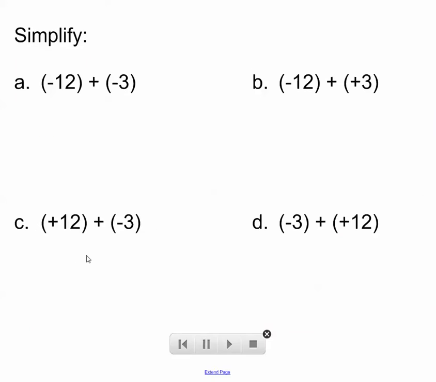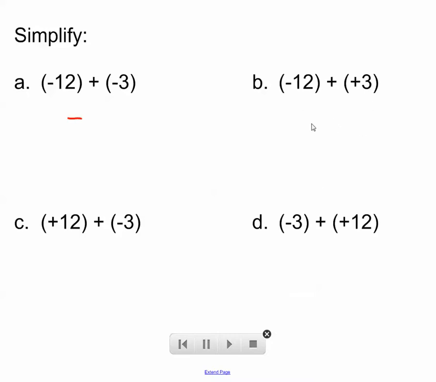All right, so let's start off. We're going to simplify these four expressions. We're going to add them. We've got different combinations of positive and negative numbers here. Let's first look at whether each one is going to become positive or negative. In A, both these numbers have the same sign. They're both negative, so our answer is going to be negative.